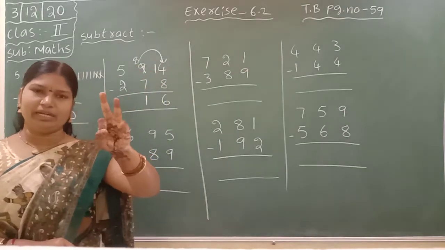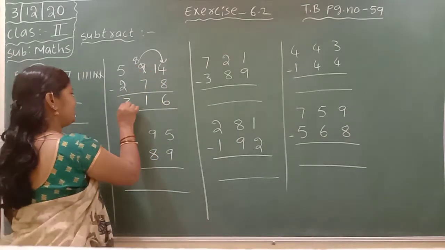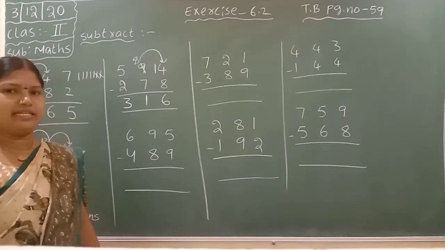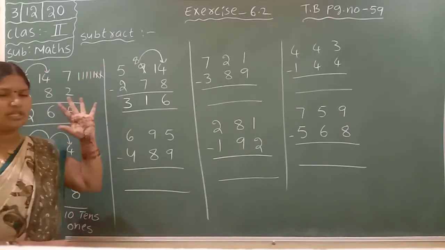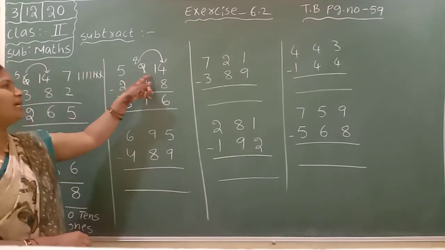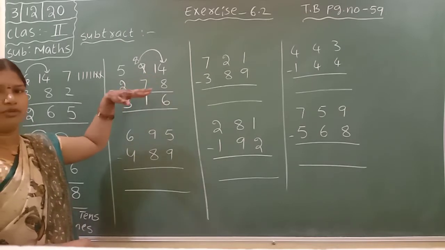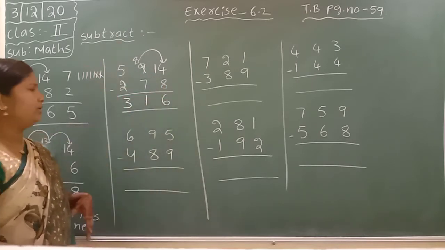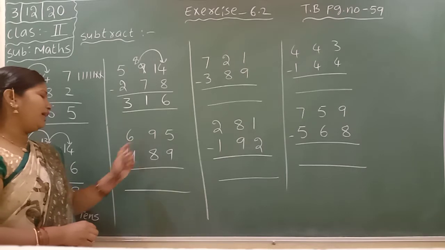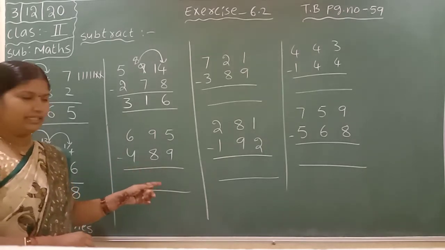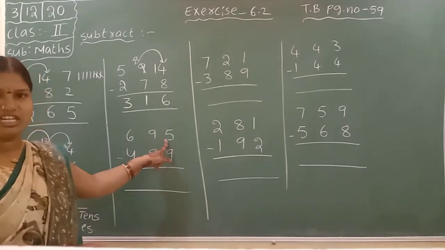How many are remaining? 3. So the answer is 316. If a small number is there, you can do it directly like this. But if a big number is there, you have to count from down to up. Okay? 695 minus 489. First, subtract the ones place.